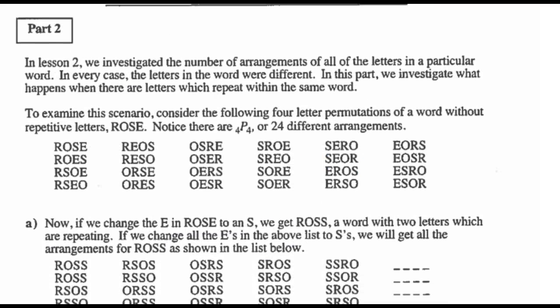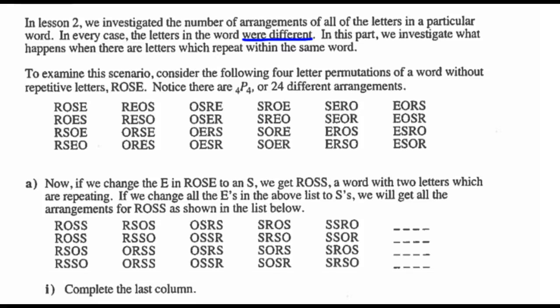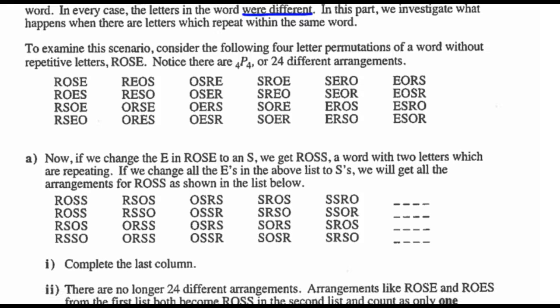Part 2, in lesson 2, we investigate the number of arrangements of all the letters in a particular word. In every case, the letters in the word were different. In this part of the investigation, we're going to see what happens if the letters repeat within the same word. So the scenario from previous, if I look at all the 4-letter permutations of the word rose, where there are no repetitive letters in it, we notice that it is 4 perms of 4 or 24 different arrangements, or we could say 4 factorial different arrangements. And they've listed them all out there for you.